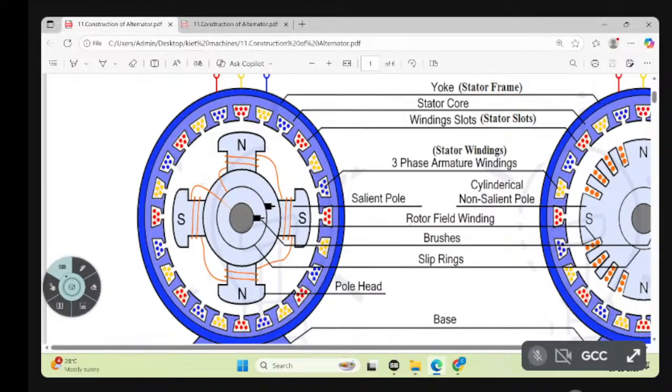Here, depending upon the usage or application, we have two types of rotors. One is called salient type rotor, salient, not silent. The other one is called wound round rotor.